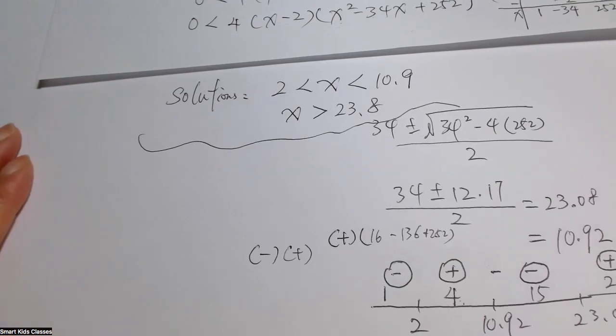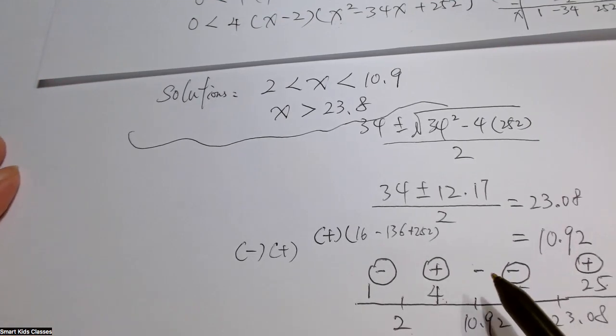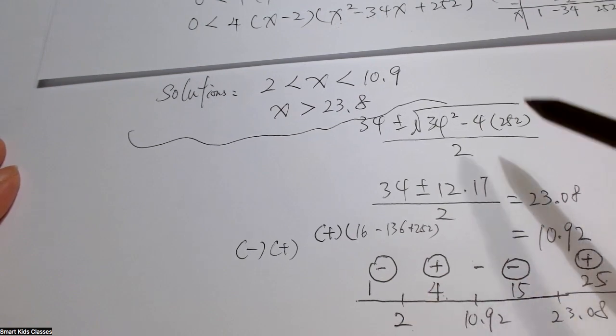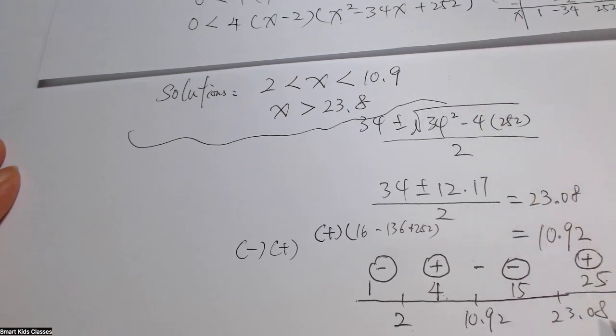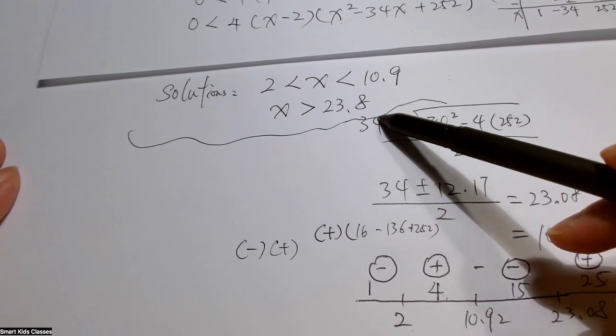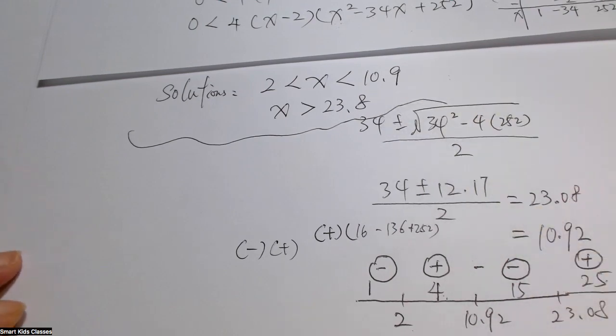Now we apply the number line. The first positive interval is from 2 to 10.92, one positive solution. The next one is from 23.08 to positive infinity. So there are 2 solutions for this problem.